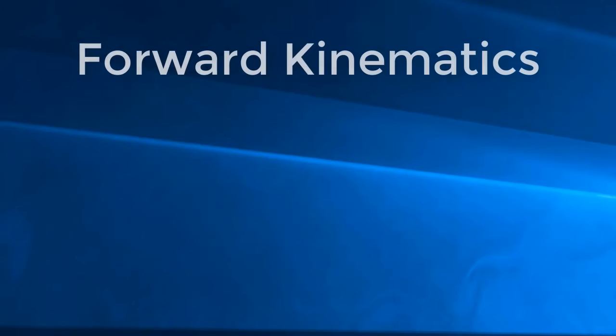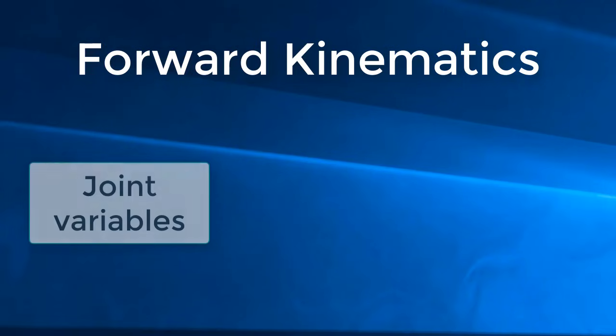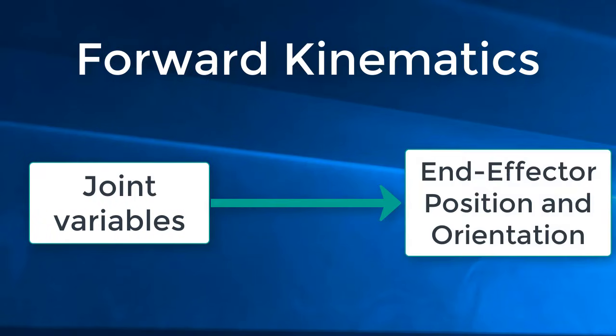Up until now, we've been working our way through the details of a particular robotics problem called forward kinematics. Forward kinematics is the problem where you know the values of the joint variables, for example, the angles of the servos, and what you're trying to find is the position and the orientation or rotation of the end effector. This is very useful for many reasons.